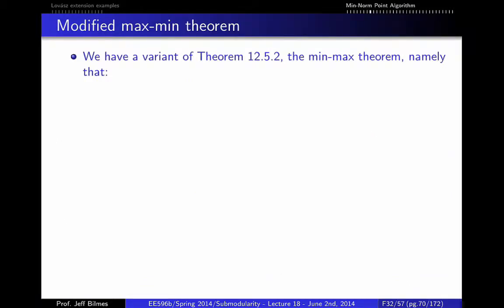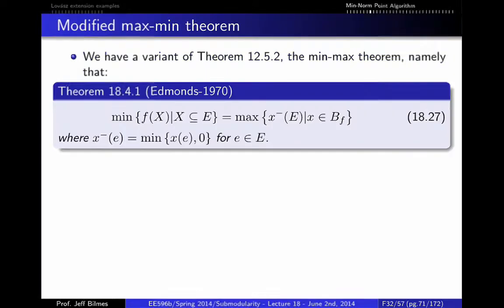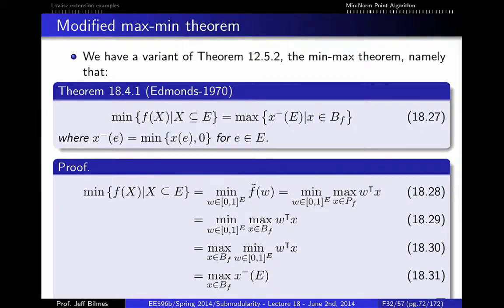Okay, so the other thing I want to mention is, in the Fujishige and Isotani paper, they have this variant of the min-max theorem, which can also be used with some minor modification to prove the min-norm point theorem. Just wanted to offer a little bit of a proof for this. Basically, what this is saying is that the min of the submodular function is equal to the max of x minus of E. And what x minus of E is basically, it's the component sum, but again, where we're truncating all positive elements to 0, over all x in the base.